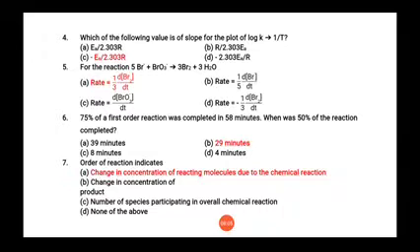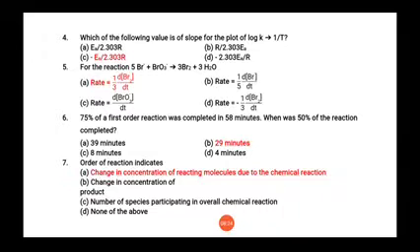Question number 5. For the reaction 5Br minus plus BrO3 minus gives 3Br2 plus 3H2O, here you have to write the rate of this reaction. So what is the rate? Four options are given to us.